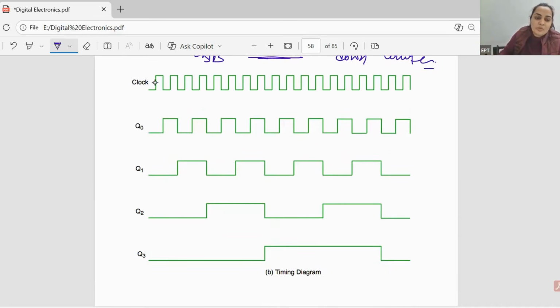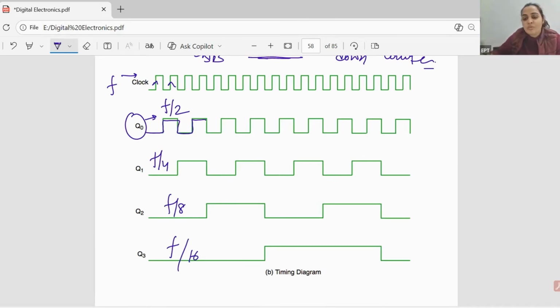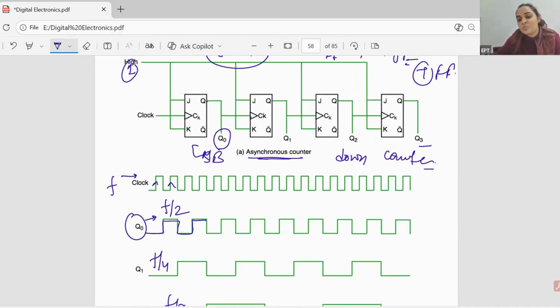This is the timing diagram. This is the clock signal and positive edge triggered, right? So Q naught will continuously change. So if the frequency of the clock signal is F, then the frequency of Q naught is going to be F by 2. Frequency of this is going to be F by 4, F by 8, F by 16. Here we have four flip flops, so possible number of states are 2 raised to power 4, which is 16. So this is a mode 16 counter.